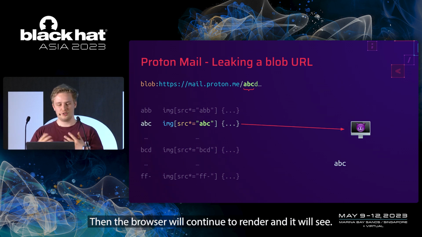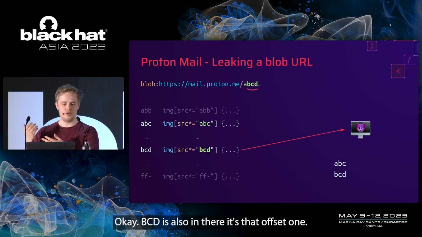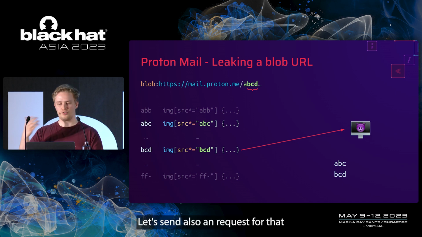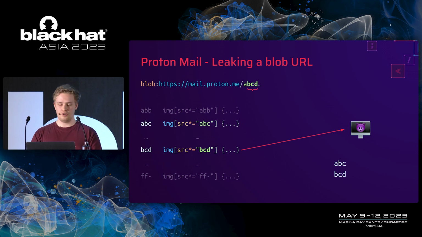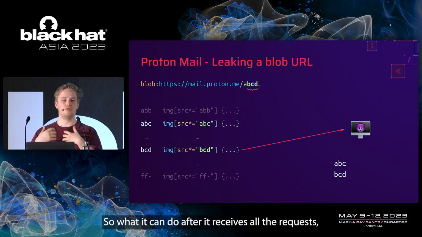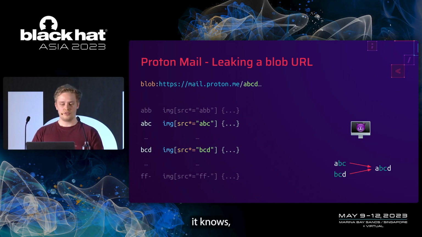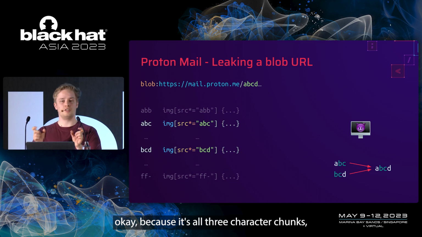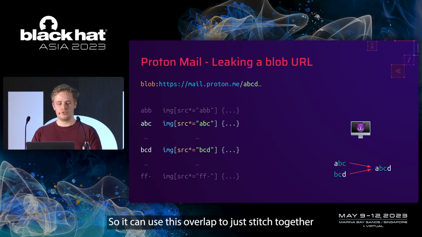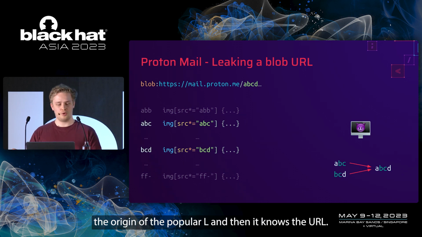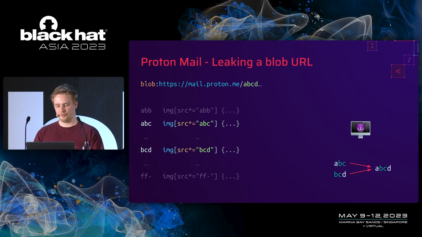Then the browser will continue to render. And it will see, OK, BCD is also in there. It's at offset 1. Let's send also a request for that. And now the attacker server knows, OK, ABC and BCD is in there. So after it received all the requests, it knows that because it's all 3-character chunks, they will have some overlap, like this. BC occurs in ABC and BCD. So it can use this overlap to just stitch together the original blob URL, and then it knows the URL.